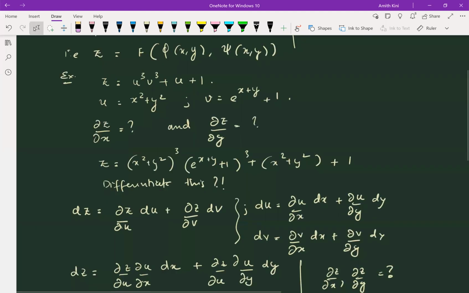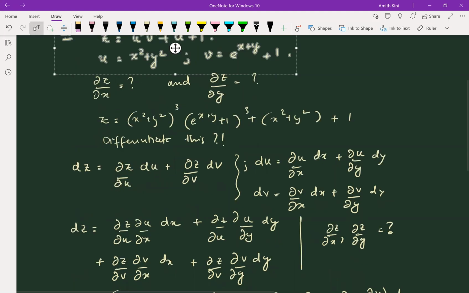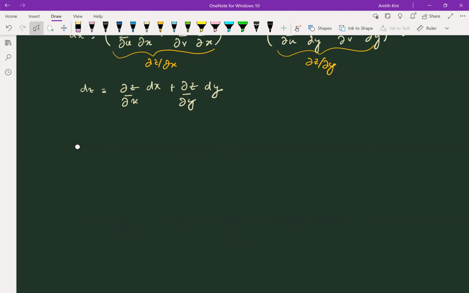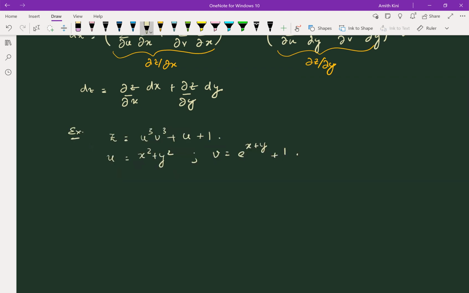Okay, so let's try this in our previous problem. Let's take this one again. It's not going to be extremely simple, but it will be more organized. So let's just find the partial with respect to x. So what do we do? First, differentiate z with respect to u, and then differentiate u with respect to x, and then differentiate z with respect to v, and then differentiate v with respect to x. Okay, so let's do this.